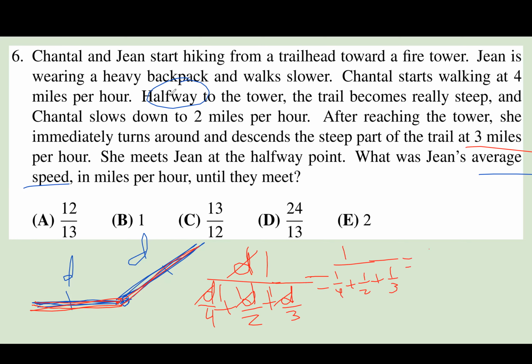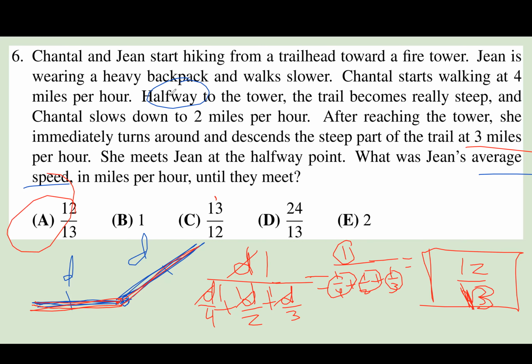I'm hoping you would know how to simplify that. When you do simplify it, you end up getting 12 over 13. Basically what you could do is multiply each piece by 12, and that'll get rid of the fractions, and then it just adds up. The bottom just adds up to 13. So the answer is A, 12 over 13. The answer for number 6 is A, 12 over 13.